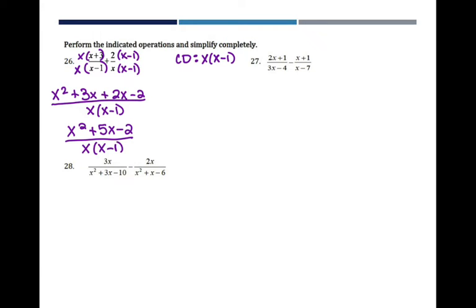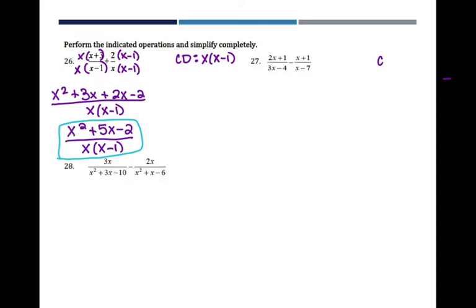So I'm always comparing to the common denominator and multiplying by what's missing. I can go ahead and distribute the x. So that gives me x squared plus 3x plus, and I can distribute the 2. So 2x minus 2 all over my common denominator of x times x minus 1. And I still need to simplify my numerator further. So I can combine like terms. So that's x squared plus 5x minus 2 over x times x minus 1. And that numerator cannot be factored further because there are no two numbers that multiply to -2 and add to +5.